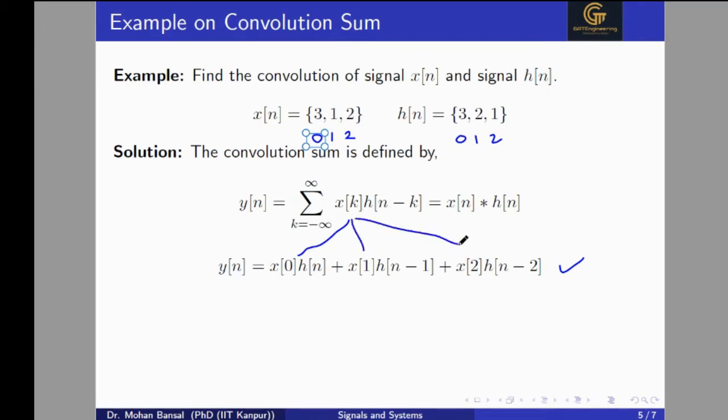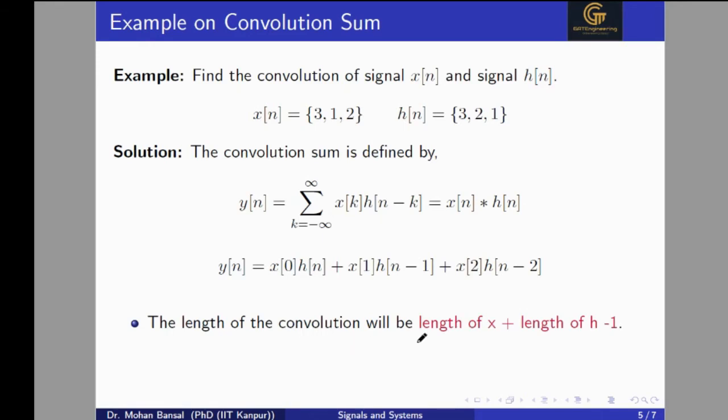If we expand it more, we would write x[3] h[n minus 3], but in our case x[3] is 0, so we don't need to write it here. Now y[n] is x[0] h[n] plus x[1] h[n minus 1] plus x[2] h[n minus 2]. So we substitute the values n equal to 0, n equal to 1, n equal to 2, and so on, to find the value of the output at some time instance n.